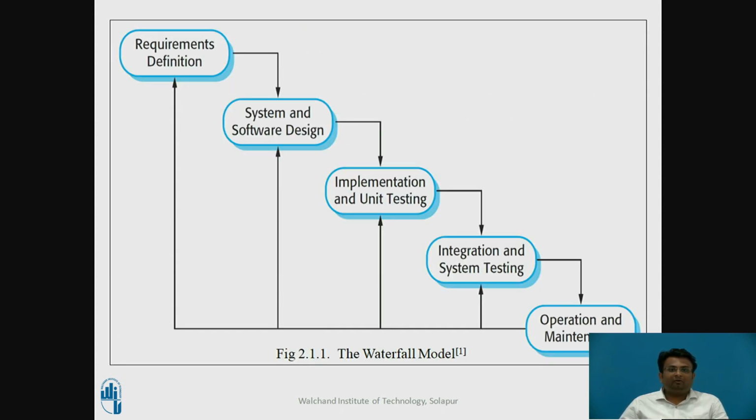This is a block diagram of the waterfall model. It consists of requirement definition, system and software design, implementation and unit testing, integration and system testing, and operation and maintenance. Requirement definition defines the requirement of the user. System and software design, it develops the software. Implementation and unit testing, each subprogram is considered as a unit and it is implemented in a software. And integration, all these units are integrated together and the testing is done. And the operation and maintenance is a lifelong process which will modify the software, and on the basis of those modifications, a software is updated.